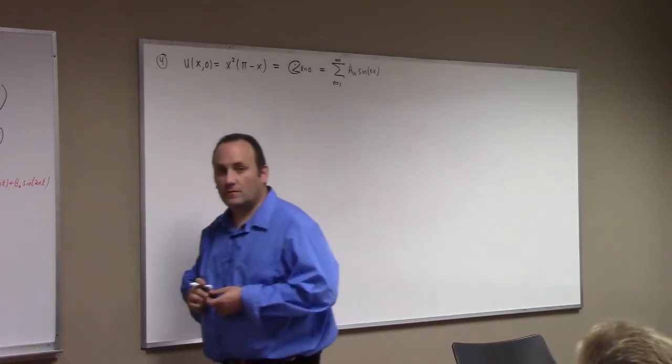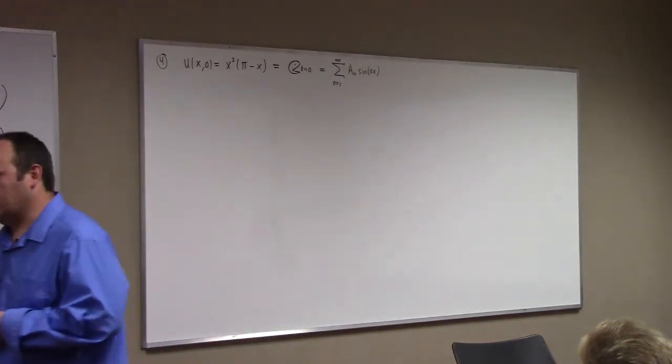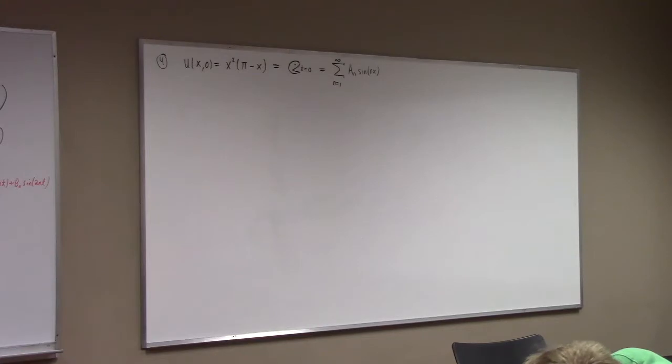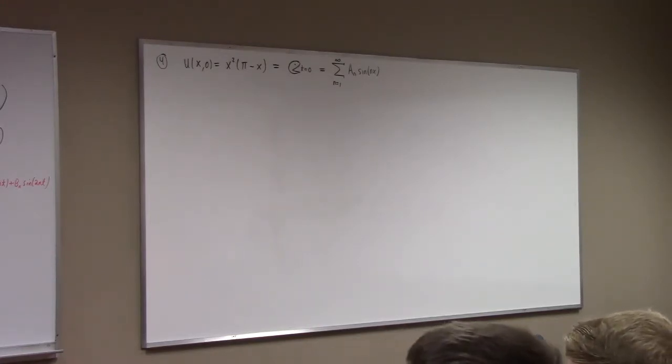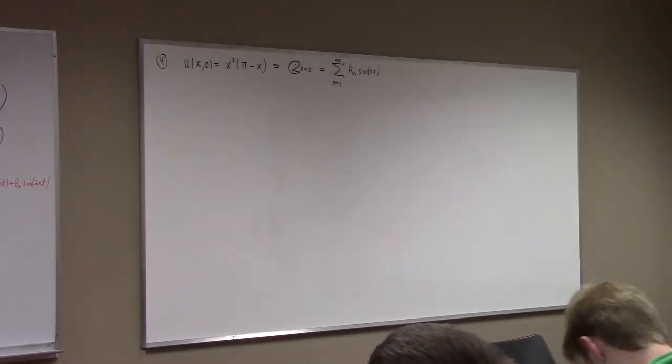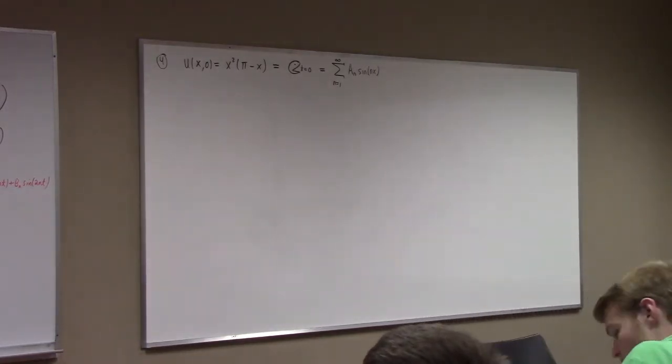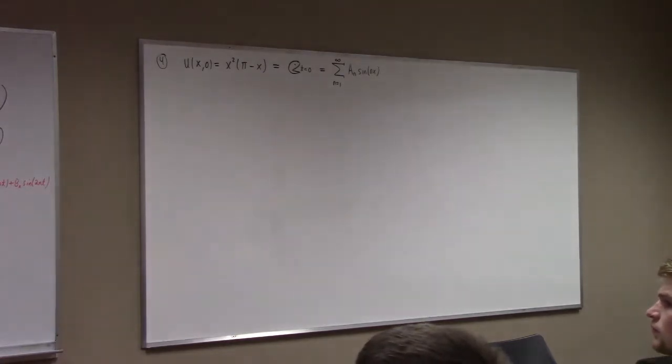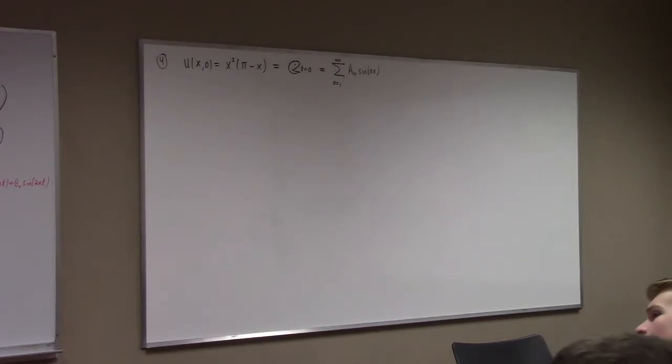So the technique of Fourier says, oh, fine, I can find my a sub n's. I just need to take the x squared times pi minus x and convert it to an infinite sum of sines. And everybody knows how to take x squared times pi minus x and convert it into an infinite series of sine functions, right? Because that's just something you already know. Not really, right? We need to figure that out.